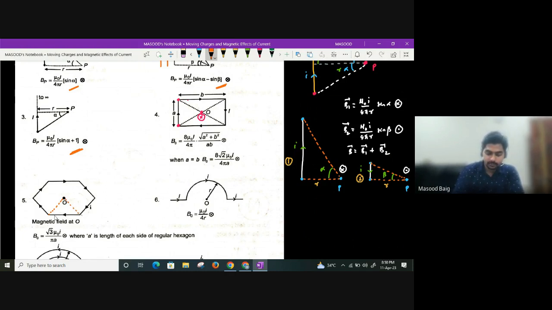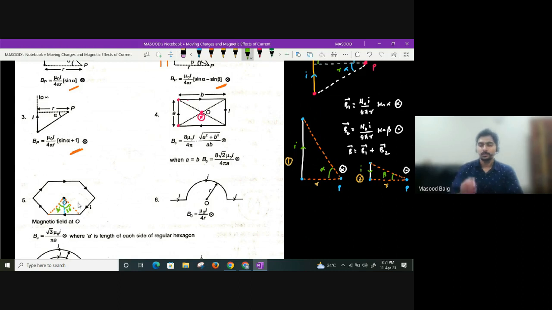So you take for one wire, right? And what is this distance? This will be root 3 by 2 into a height again. What will this angle be? 30 degrees. This angle will also be 30 degrees. Okay. You find the field due to this part of the wire and multiply by 6 times.